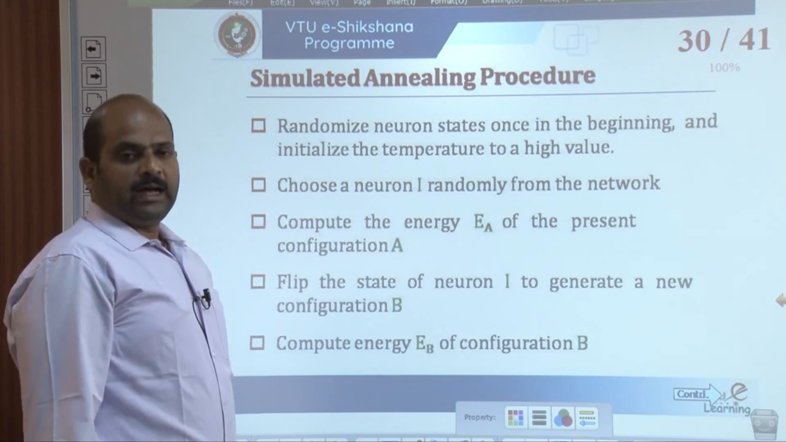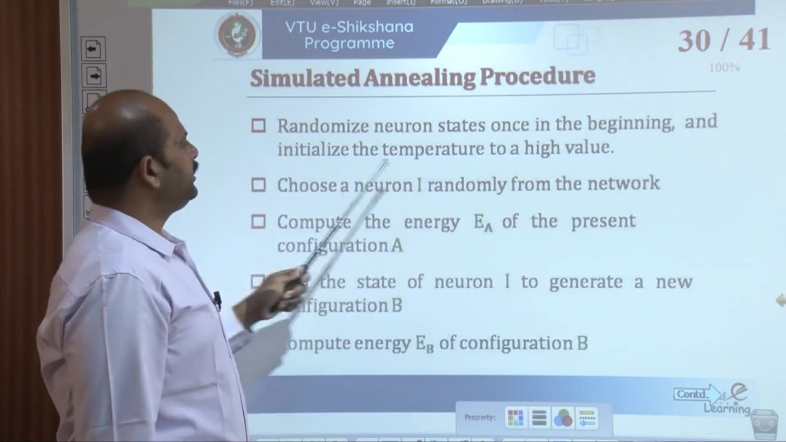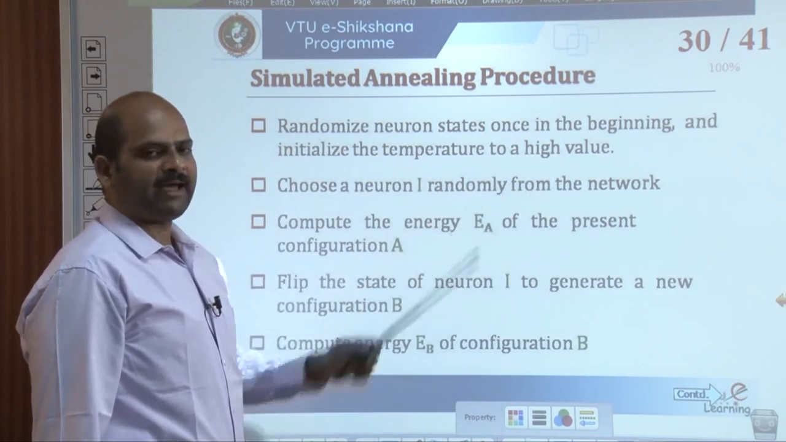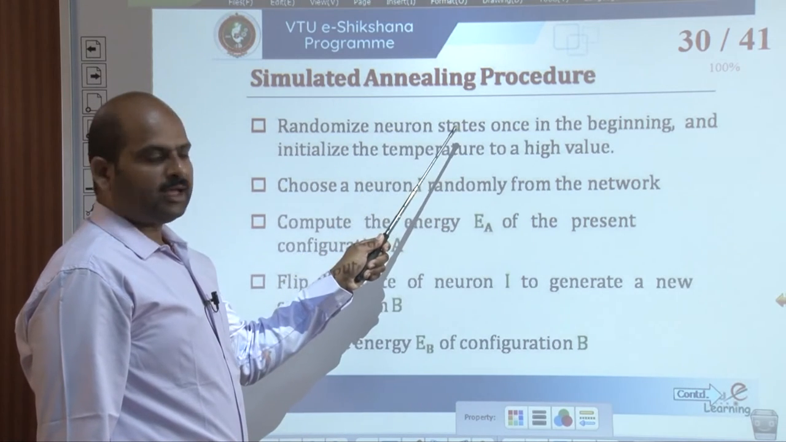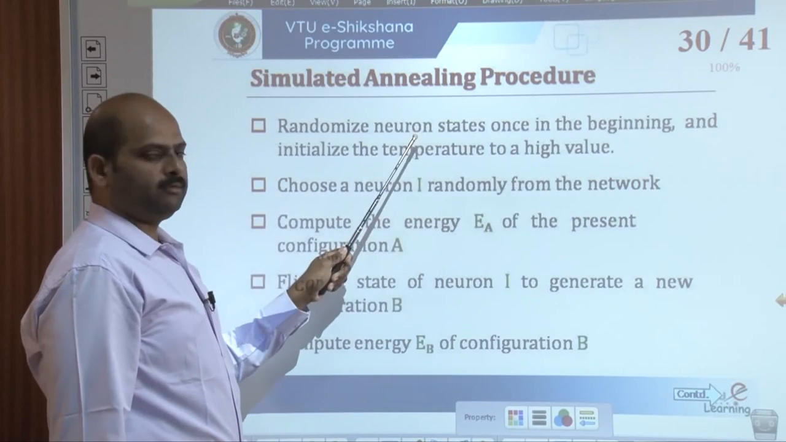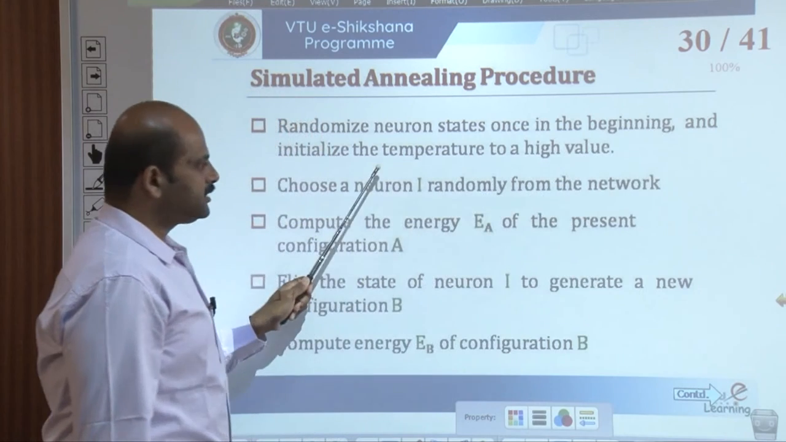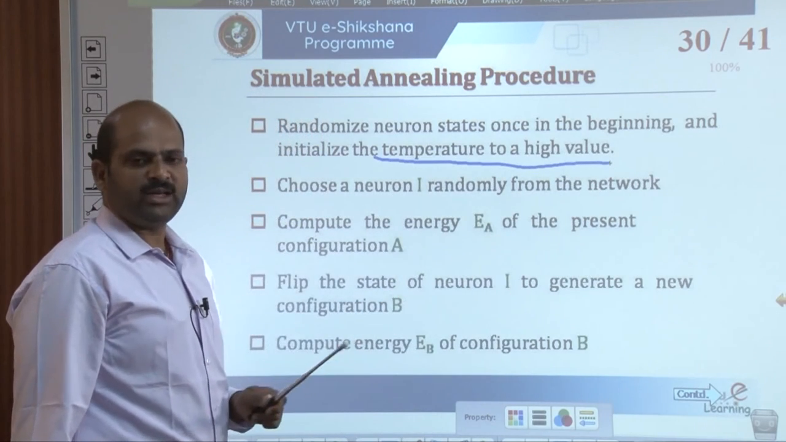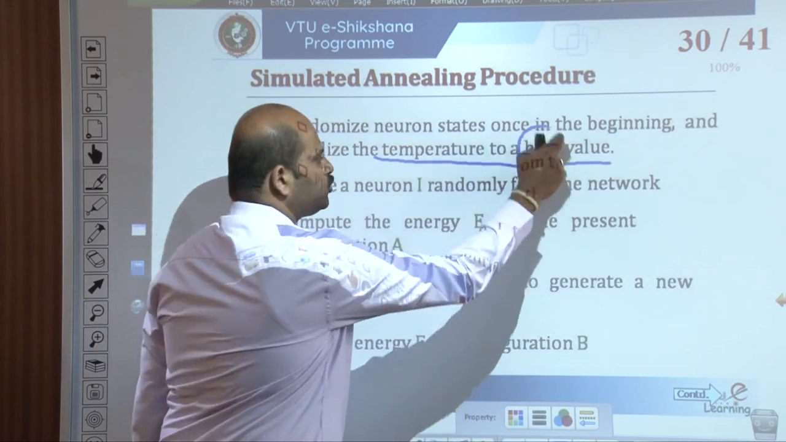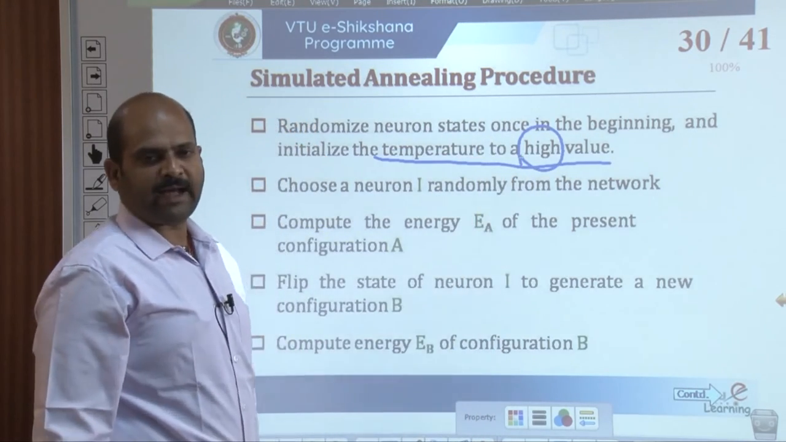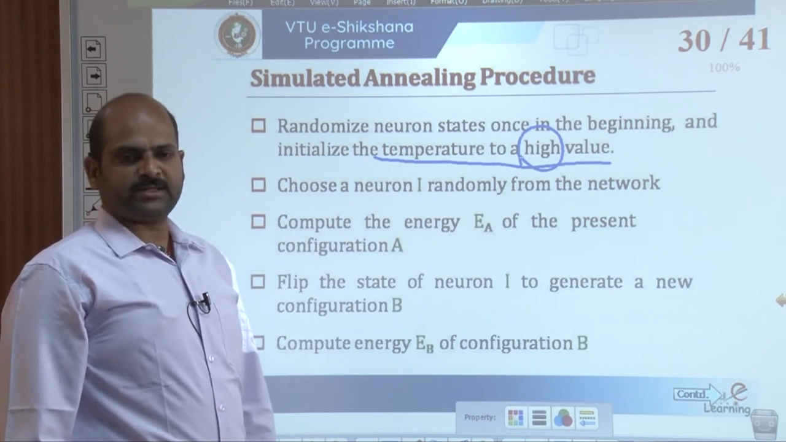First step: randomize the neuron state once in the beginning and initialize the temperature to a high value. First, we have to randomize the neuron state in the beginning itself. Then we have to select and initialize the temperature value to a high one. A high temperature has to be initialized. That is the first step.